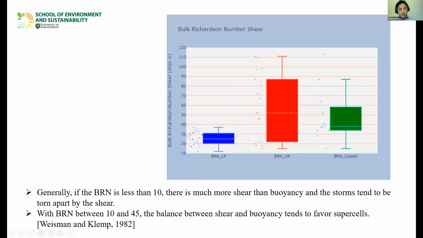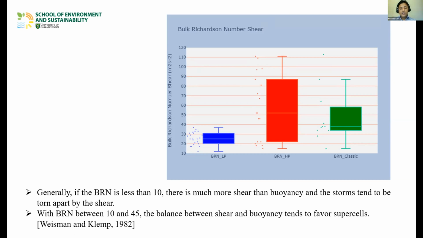And lastly, we can compare the bulk Richardson number. This parameter compares the buoyancy over the vertical wind shear, so it is the trade-off between these two forces. When there is very high wind shear, the resultant values are very small, as in the LP supercell. In the classic supercell, there is a trade-off between the buoyancy over the vertical wind shear, and that's why the value is medium compared to the HP supercell, where we see a higher CAPE and a very low amount of shear, and that is when we receive the HP supercell.